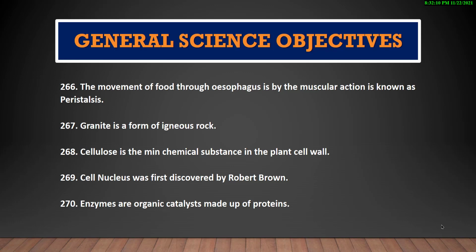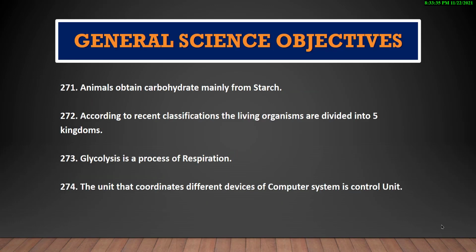Granite is a form of igneous rock. Cellulose is the main chemical substance in the plant's cell wall. Cell nucleus was first discovered by Robert Brown. Enzymes are organic catalysts that are made up of proteins. Animals obtain carbohydrate mainly from starch.